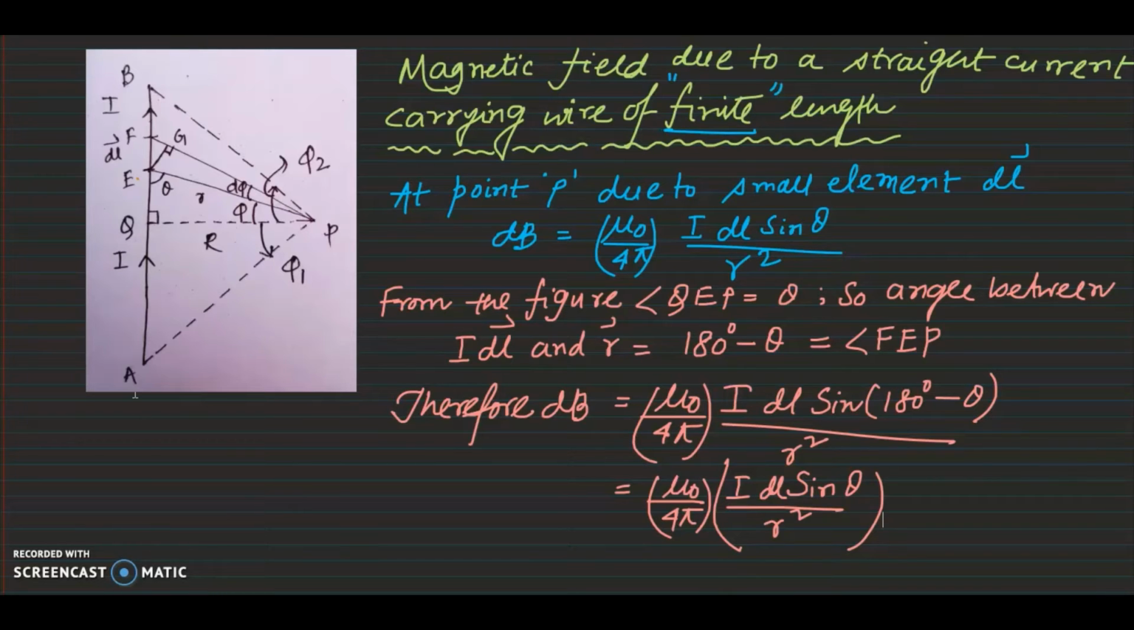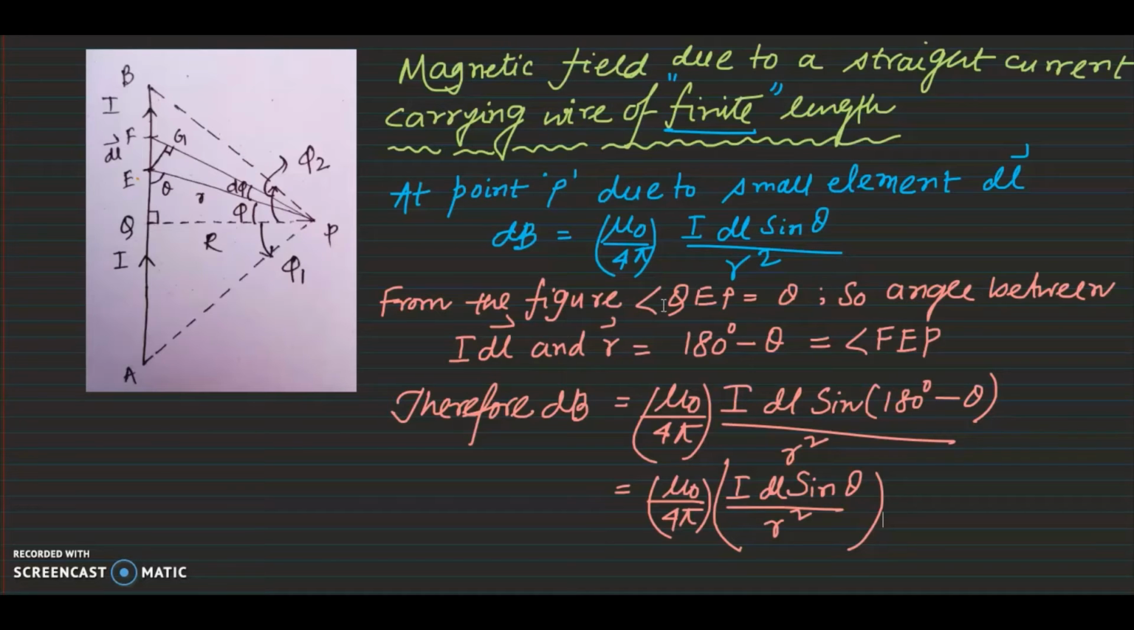You can see from this figure that AB is a wire of finite length, and we are considering a small element dl, EF, as shown in the figure. EF has the length dl, and we are trying to calculate the magnetic field at the point P due to the complete wire AB. For the line element EF, the magnetic field at point P can be written as dB equal to mu 0 by 4 pi I dl sine theta over r squared, where theta is the angle between dl and the r vector.